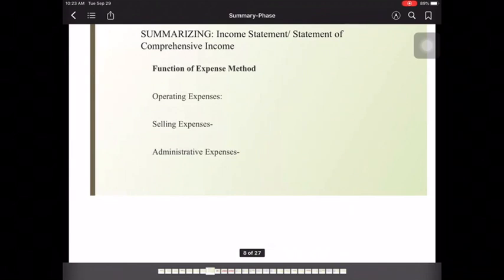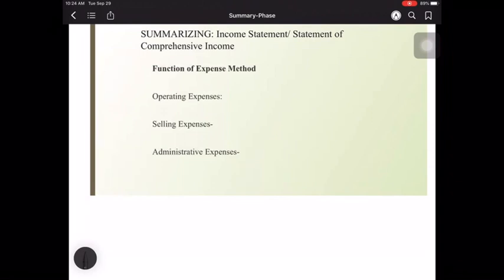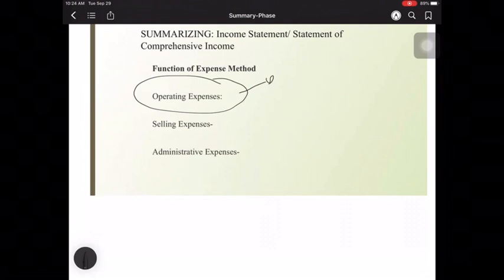Okay, so let us discuss further the types of expenses when we use the function of expense method. Operating expense, as I told you a while back, is the general term for all the expenses incurred by the business in its profit generating activity. Okay, and operating expense may be divided into two. We have the selling or distribution expenses, and we also have the administrative expenses, also called general and administrative expenses.